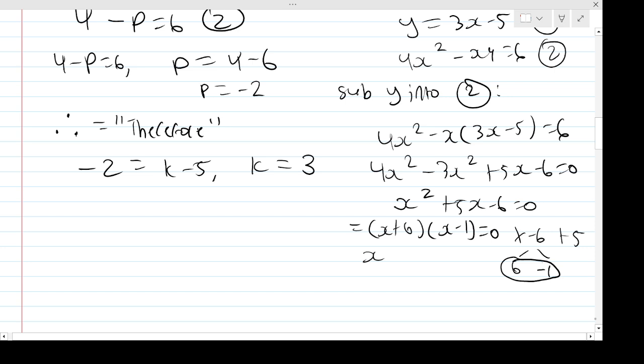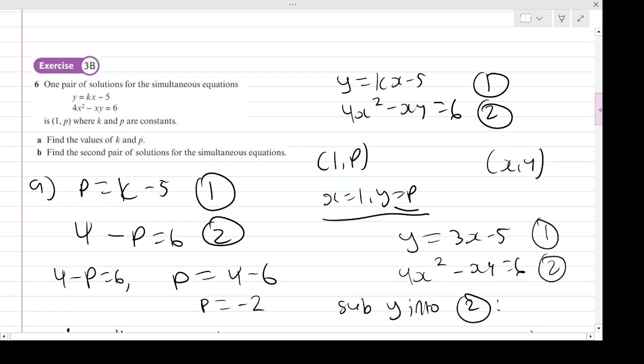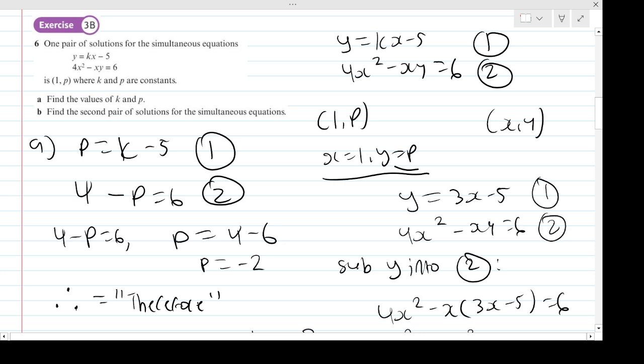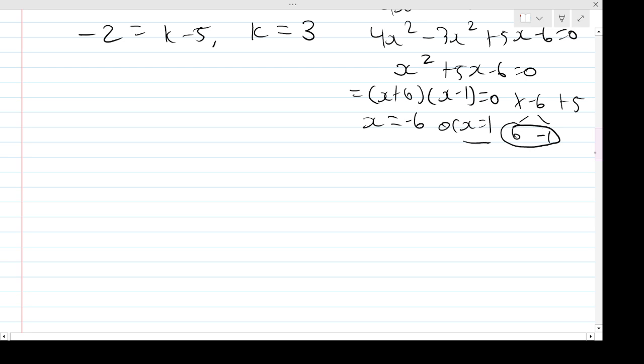Therefore, if I put each bracket equal to 0, either x is minus 6 or x is 1. So those are two solutions. Which one then? Well, actually, they already told us in part A that one of them was x is 1. That's great, because that means we're right, surely, because x is 1 is one of the solutions we get. Then we need to look for the other solution, which is x is minus 6.